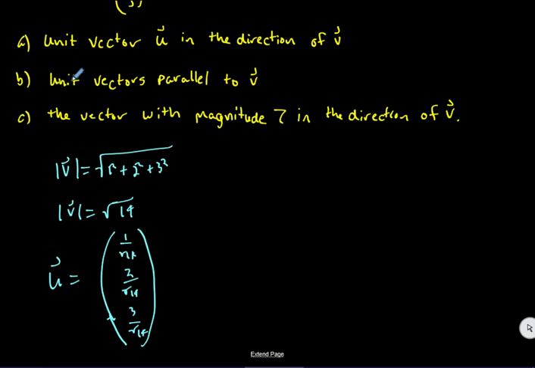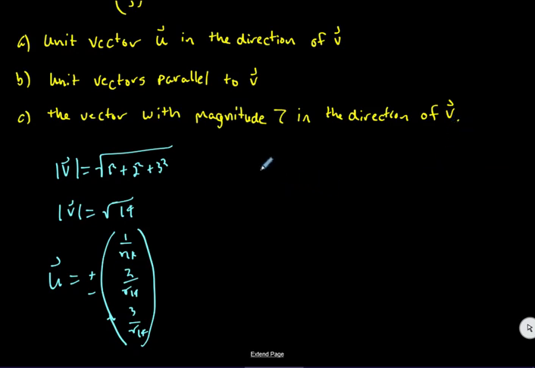Now, find the unit vectors parallel to this. Well, that would just be this same vector here. I'm just going to make it plus or minus, because whichever direction, they end up being parallel, and it's still a unit vector, so it'd be plus or minus. Then the vector with magnitude 7 in the direction of v. It has to be in the direction of v.